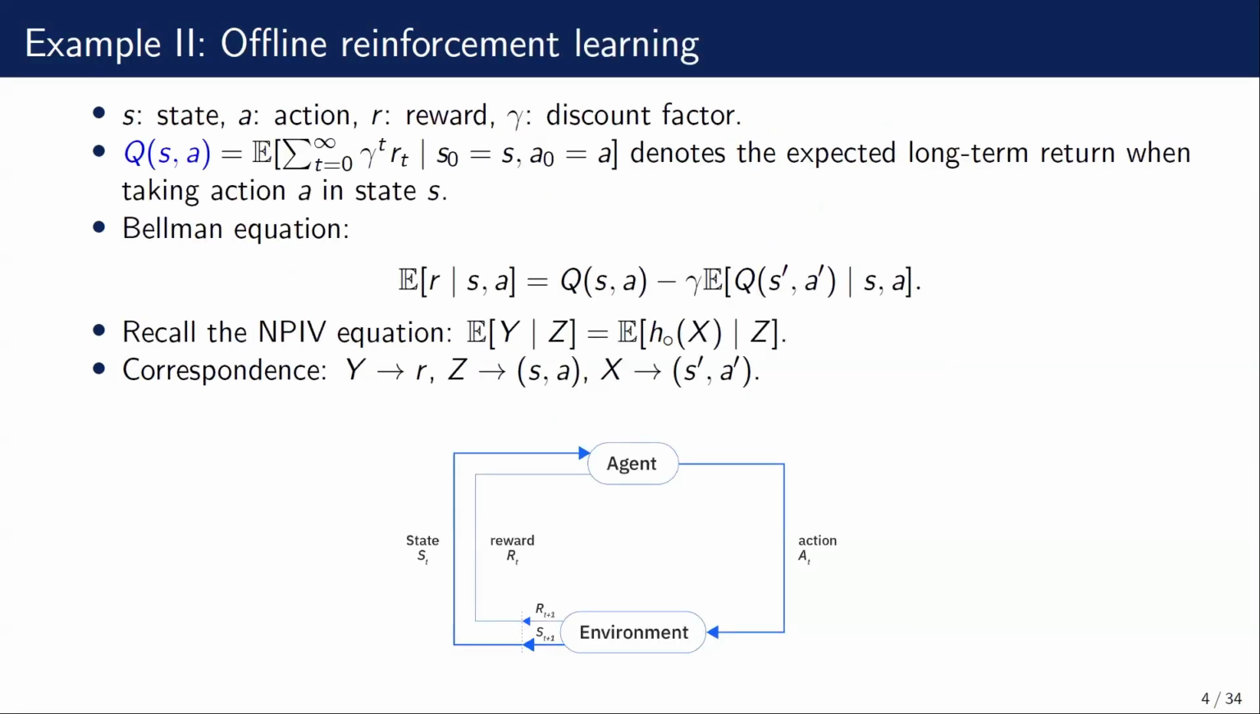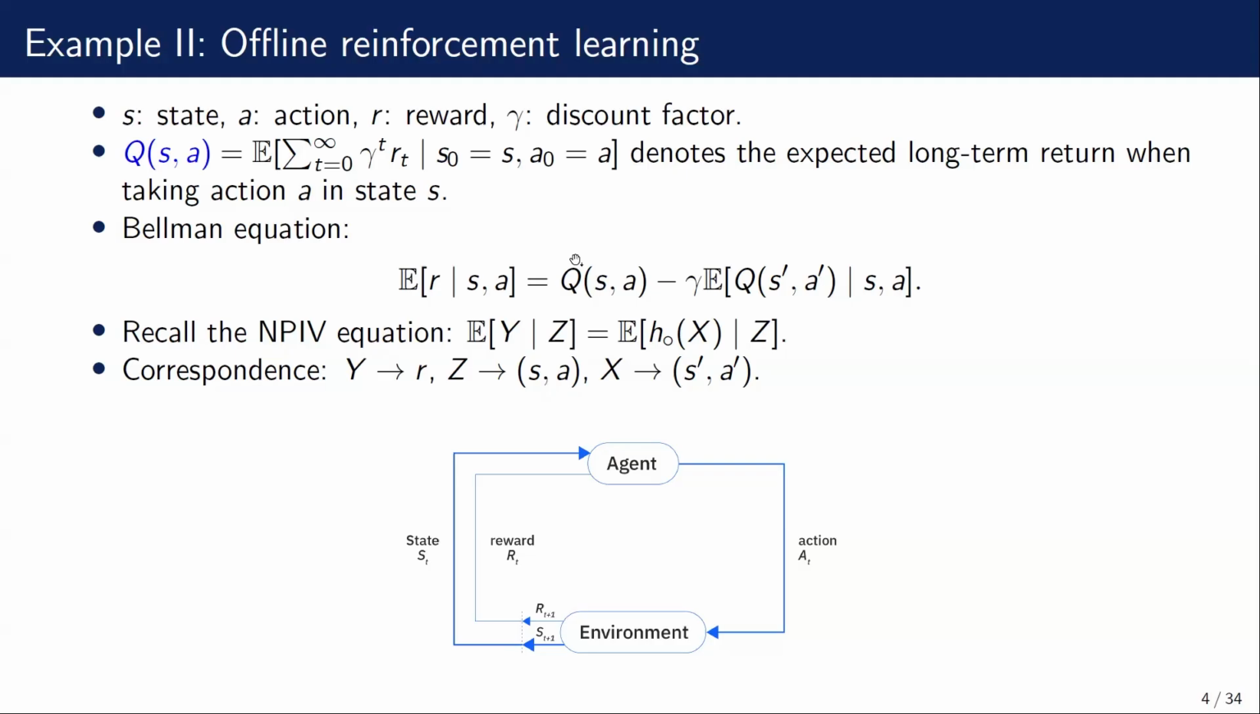Another example that also applies under the framework today is offline reinforcement learning. I won't go into the details of what it means, but in offline reinforcement learning, most typically your target of interest is what people call the Q function, written like this. It's the long-term return when you take an action A in state S. And people typically estimate or solve this Q function by solving this Bellman equation of this form.